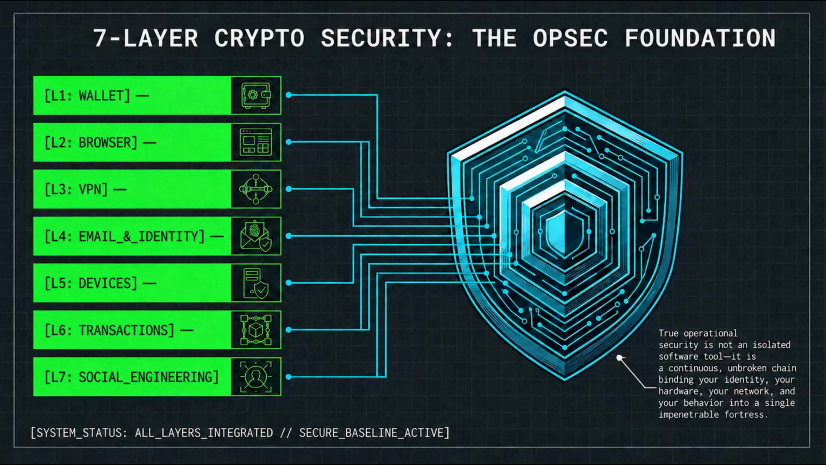Next up, layer 5, the device, and this is any device you might use to interact with your crypto stack. Your phone and computer are definitely nowadays everyone's operational devices, so they need attention too. Sixth layer, the transaction layer. How you actually move and interact with crypto matters for both security and privacy. So of course we are also going to address that.